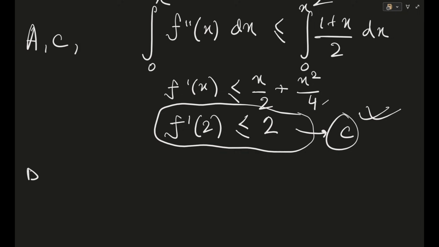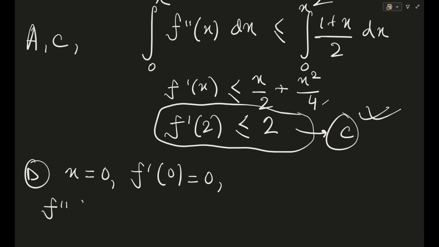Now let's move on to option D, where I will tell you why this is a local minimum. Going on to option D, at x equal to 0, it is mentioned that f dash 0 is equal to 0. And if you see our functional relation, it was given that f double dash x is equal to 1 plus x by 1 plus f of x. I just brought this part to the denominator.